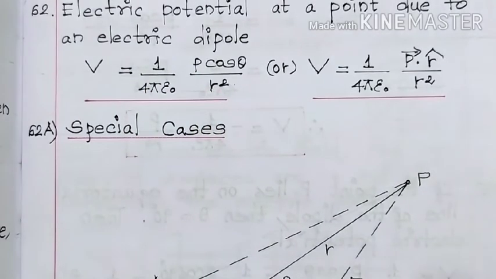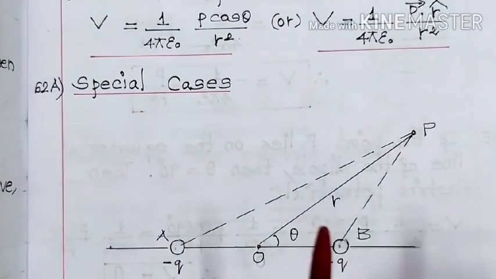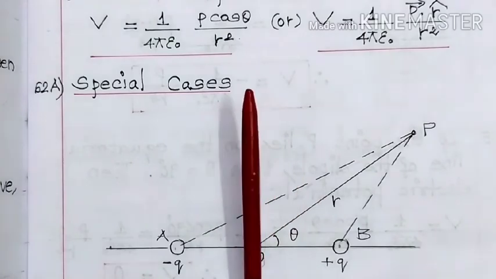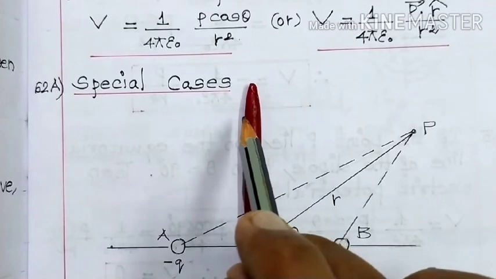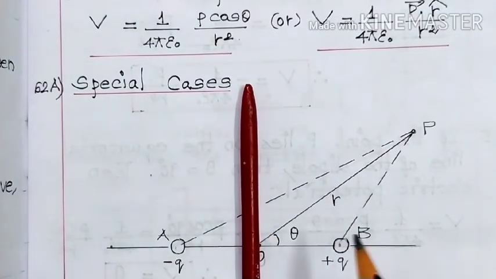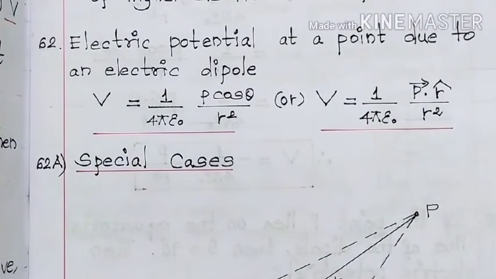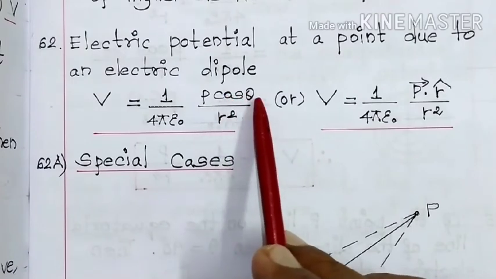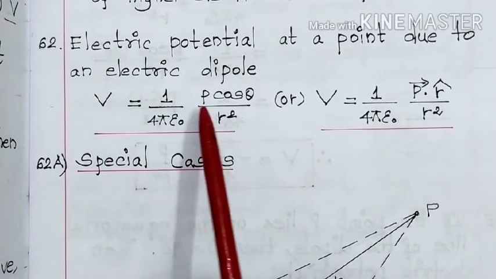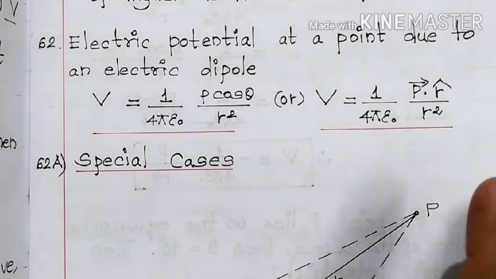The third case is, what if this point P lies on the equatorial plane somewhere over here? What is the angle between this axial line and this line? This is 90 degree. So now if we substitute the value of 90 degree over here, cos 90, what is the value of cos 90? 0. Then the electrostatic potential V will become 0. Now let us learn all these things step by step.